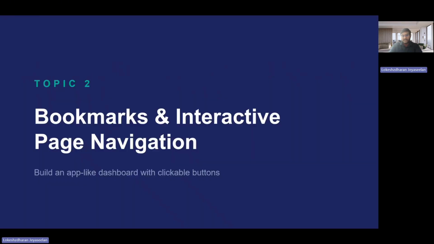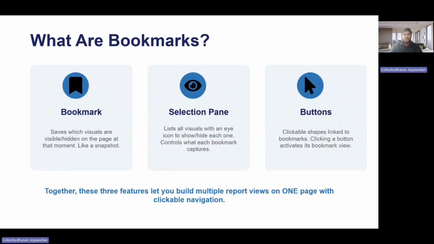Bookmarks and interactive page navigation. What are bookmarks? Bookmarks save which visuals are visible or hidden on the page at that moment, like a snapshot. The selection pane lists all visuals with an eye icon to show or hide each one, which controls what each bookmark captures. And buttons, clickables, and shapes are linked to bookmarks. Clicking a button activates its bookmark view.